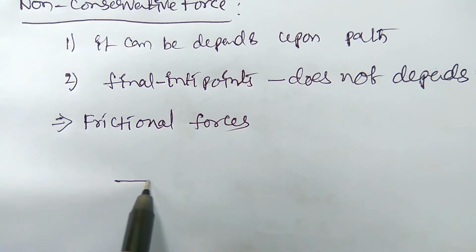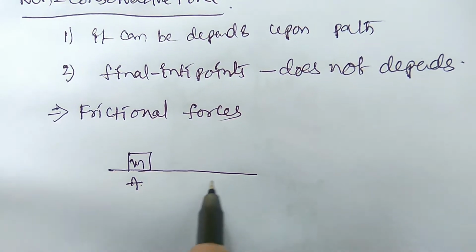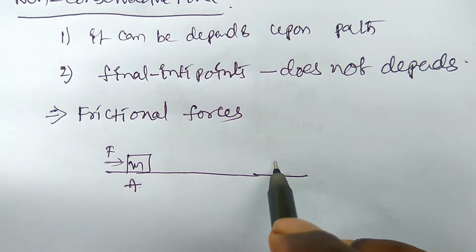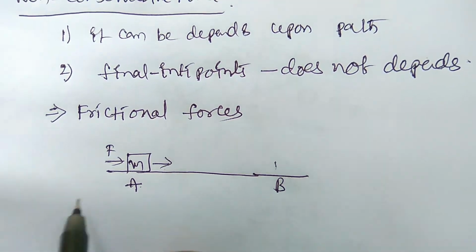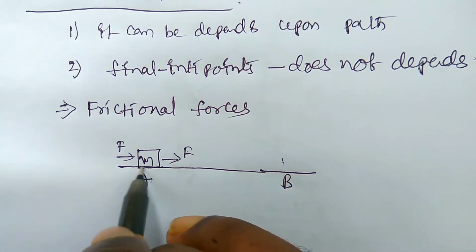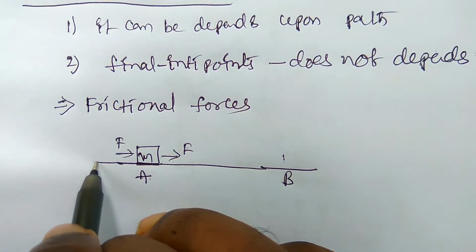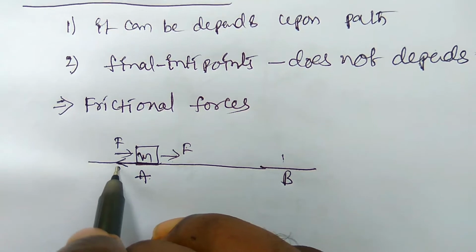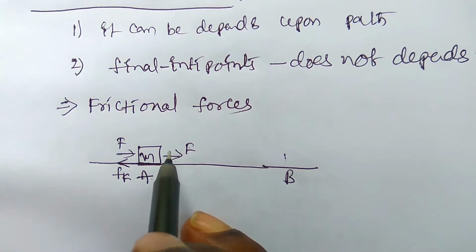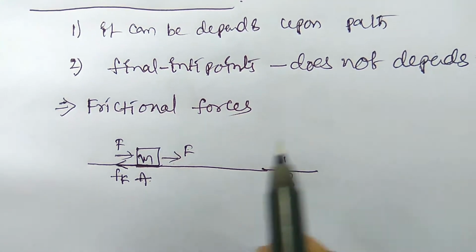Suppose here there is an object having mass m at point A. By applying an external force F, it will be moved to point B. So here the force is acting in this direction, right? When the surfaces are in contact with each other, the frictional force will act in this direction. This is Fk, the kinetic friction. If the body is stationary, it is static friction; if it is moving, kinetic; if it is rolling, rolling friction.